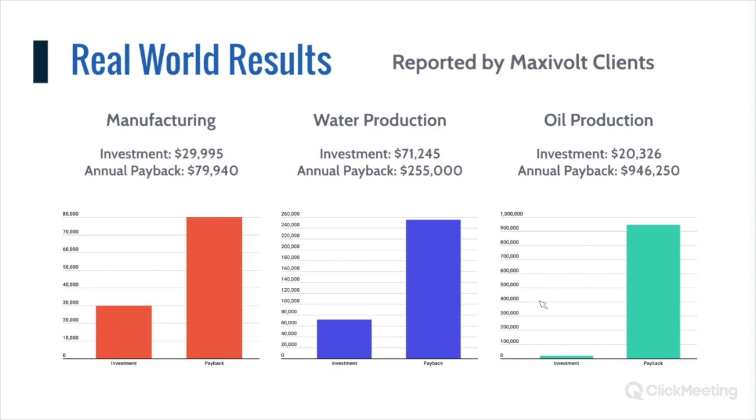They invest $29,000, $71,000, and within a few months, they've recouped that money. But then it goes on to savings per year. The oil production customer I want to talk about spent a mere $20,000, and their annual payback year after year going forward is almost $1 million. And it makes perfect sense to make that investment, because good surge protection that really works doesn't cost you anything. It's an investment, and it's going to be making you money year after year after year, because you're not going to have the failures, the misoperations, and the system degradation.